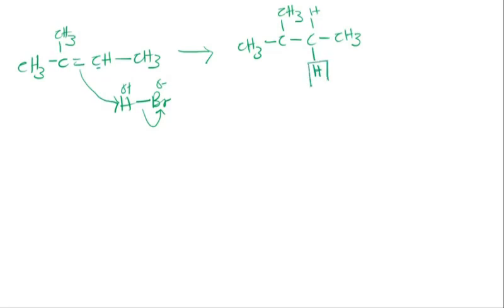Let me use a box to circle it. When that happens, because this carbon over here now has only 3 bonds, it will assume a positive charge. Now that it has assumed a positive charge, this is called a carbocation.